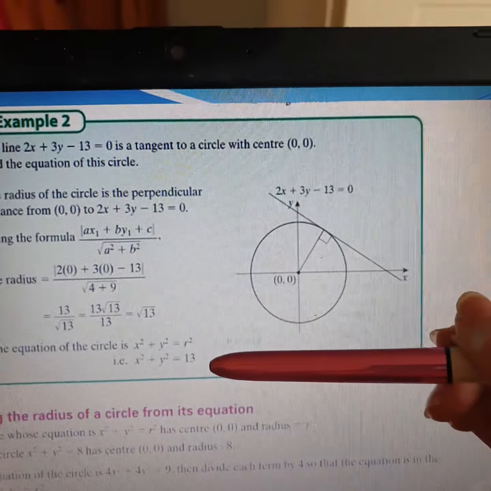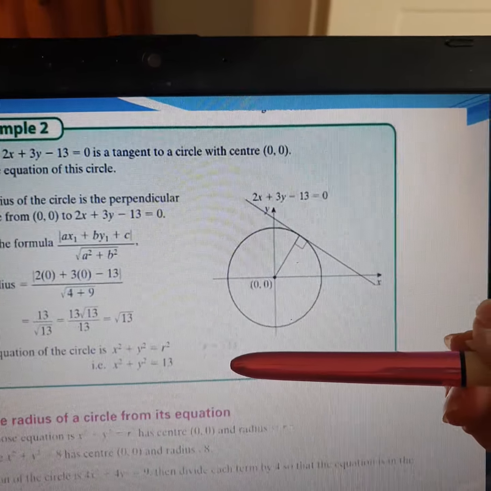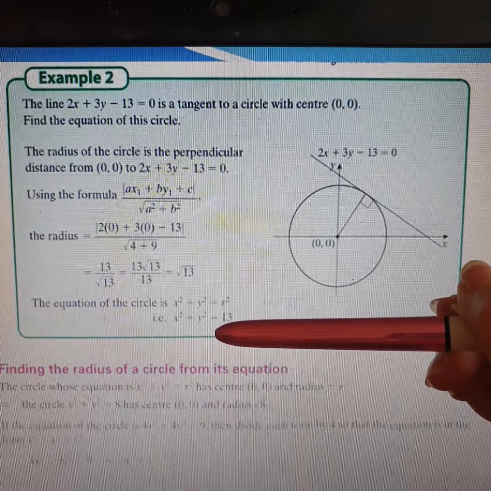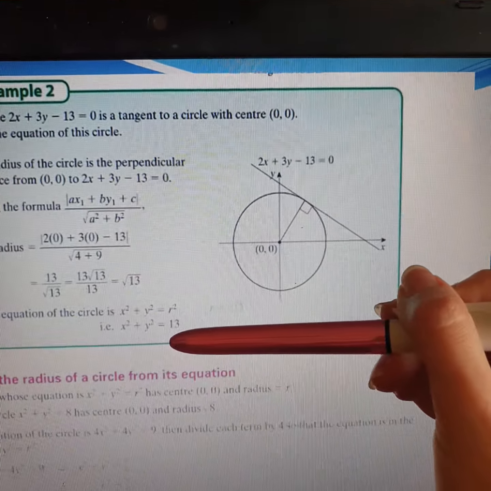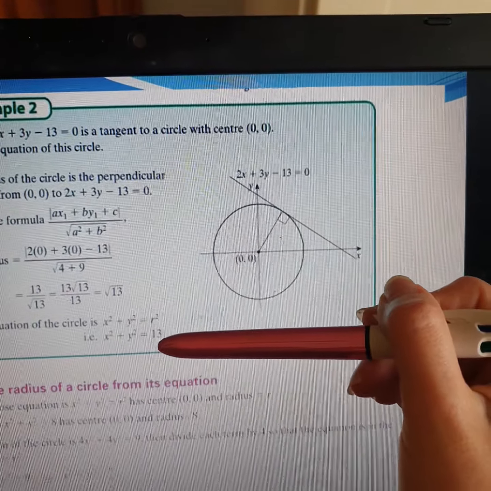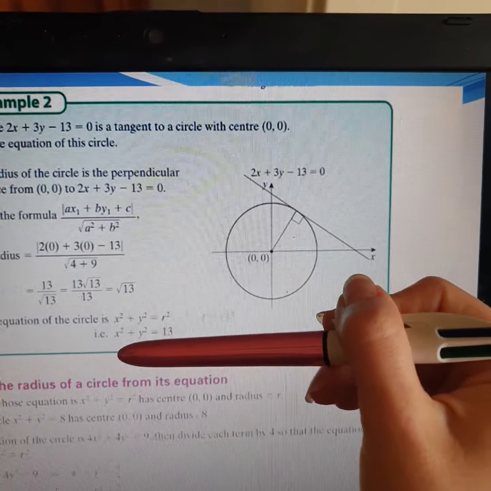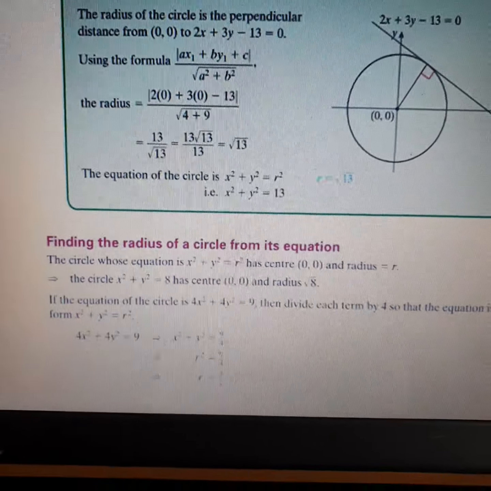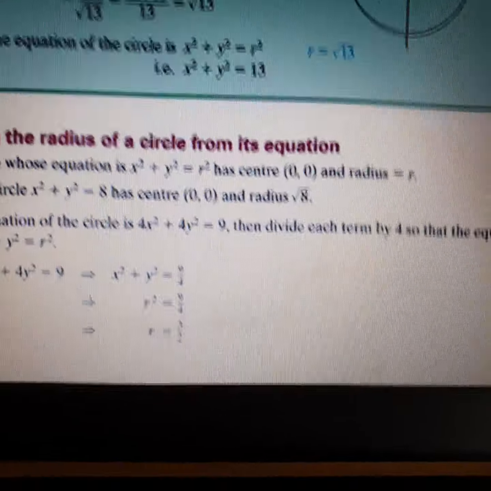So therefore, we have the radius equal to the square root of 13. Plug it into our equation of the circle with centre 0, 0, being x squared plus y squared is equal to 13. And the square root of 13, all in brackets, squared, means the square root will be gone, and that leaves you with x squared plus y squared is equal to 13. Then it says, just to give you a little extra note here.